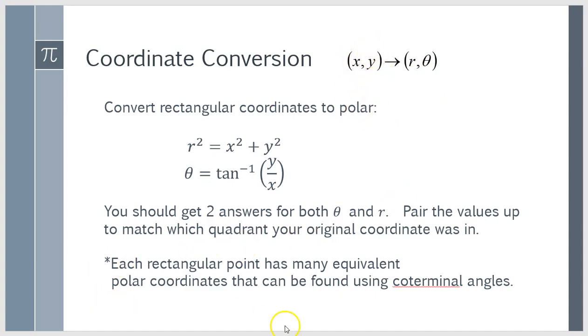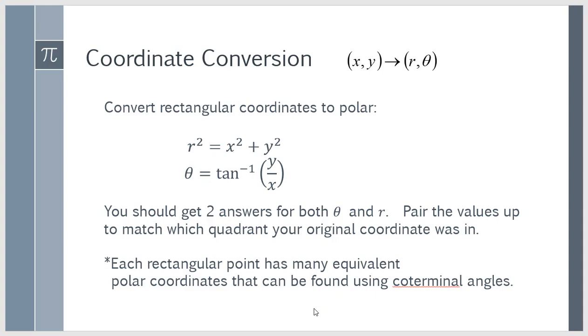Now I do have a comment down here that each rectangular point actually has lots of different equivalent polar coordinates. In fact, there are an infinite number of them we could write. I'm just showing you how to write the two most common ones, the ones that should be occurring between 0 and 2 pi for theta. However, sometimes problems will ask you to write other coterminal versions as well. They may say they want all of the polar coordinates between 0 and 4 pi.